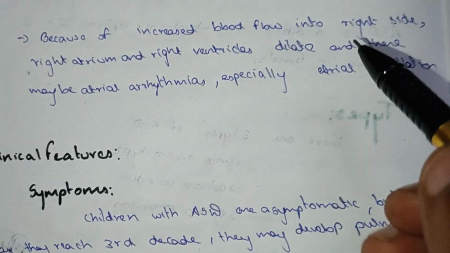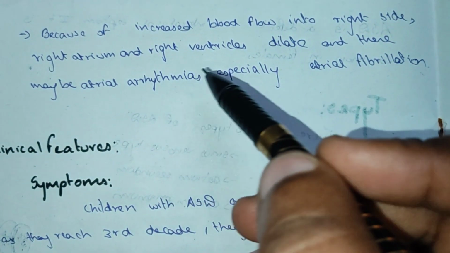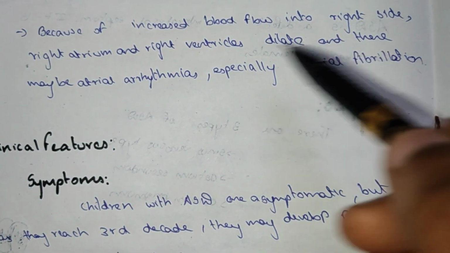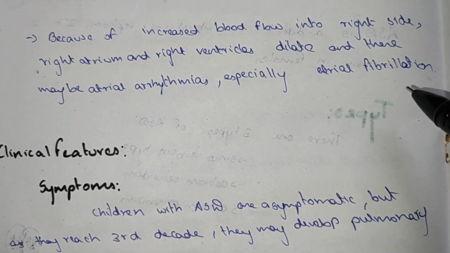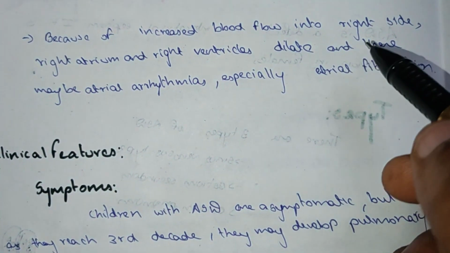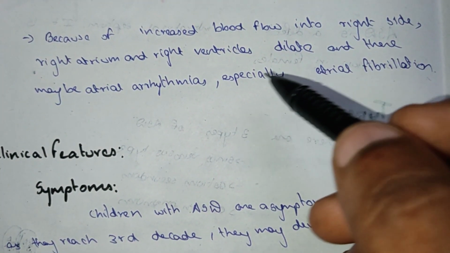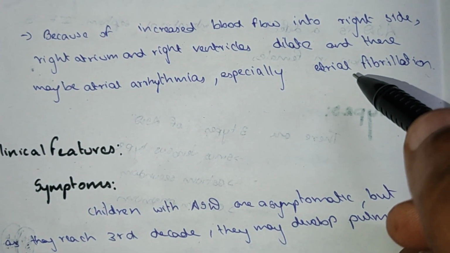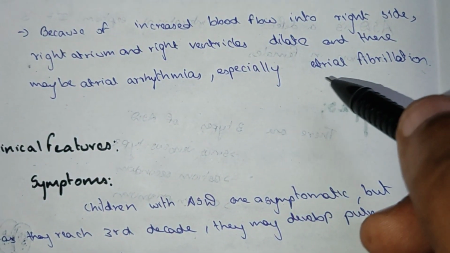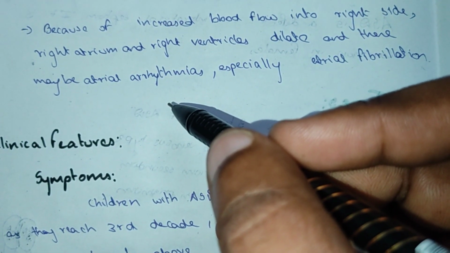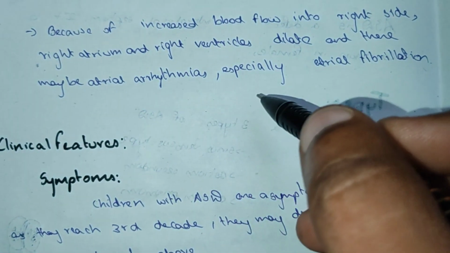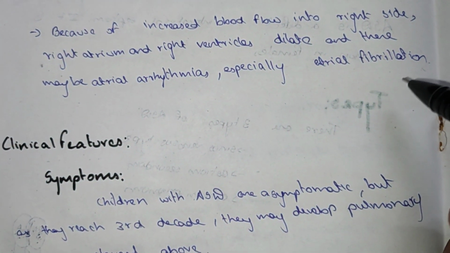Because of the increased blood flow into the right side, the right atrium and the right ventricle get dilated, thereby causing atrial arrhythmia, especially atrial fibrillation. Atrial arrhythmia means irregular beating of the atria, and especially atrial fibrillation.